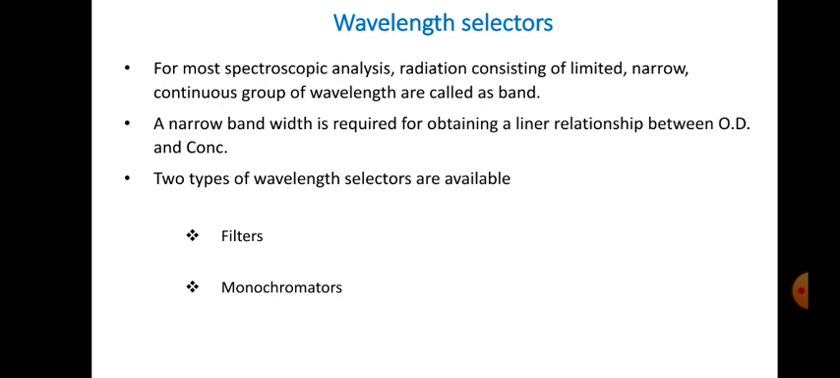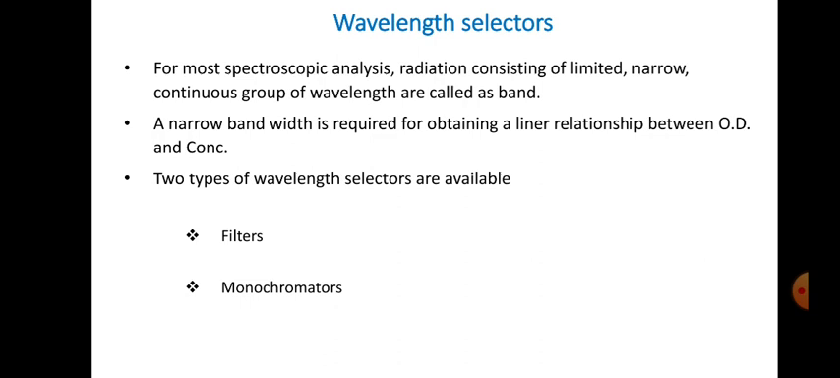Then next point is the wavelength selectors, because whatever measurements we do, most of the times either we go for the photometric mode or we go for the spectrum mode. So photometric mode is a mode in which we know the lambda max of that particular sample, and the spectrum mode is a mode in which we have to scan or we have to find out the lambda max of that particular compound.